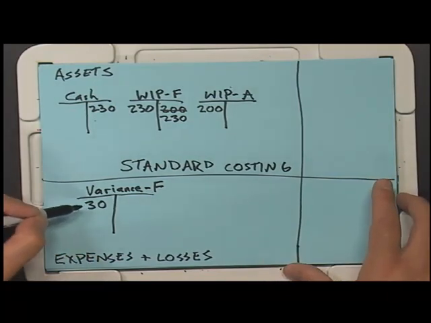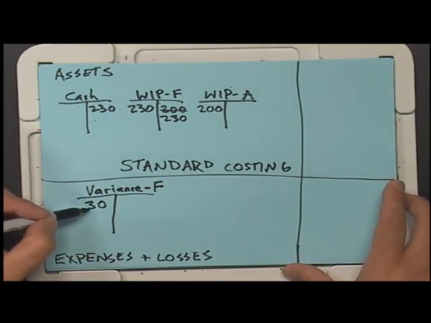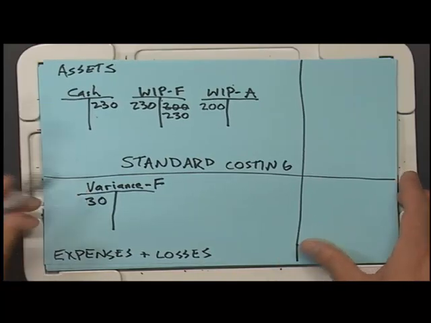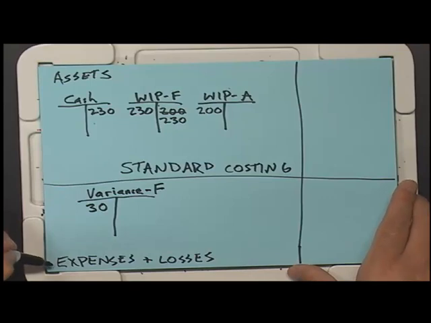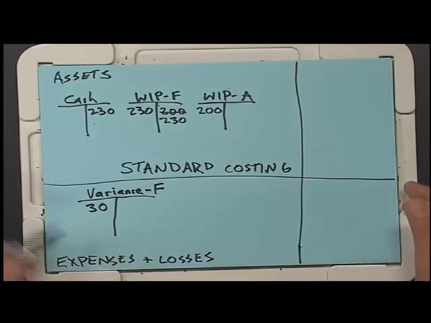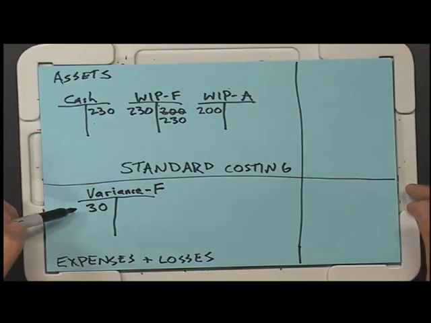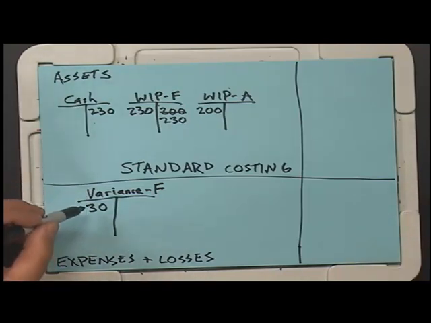We have a variance, right? This is a reduction in our wealth. You can think of it as an ongoing reduction in our wealth, something that's central to our production process, which would make it an expense. You can think of it as a one-time surprise, which would be a loss. But either way, it is reducing your income.